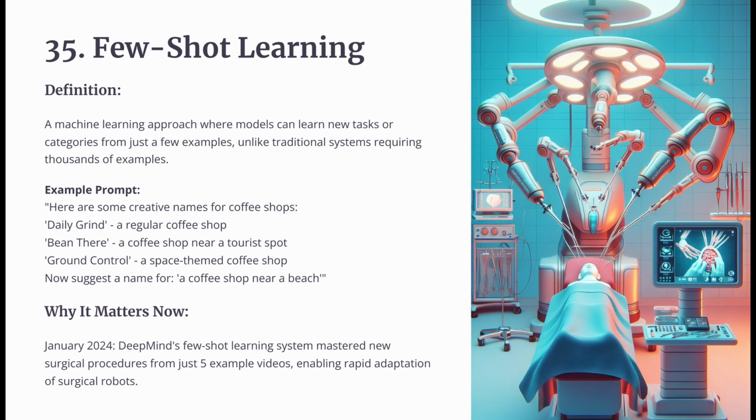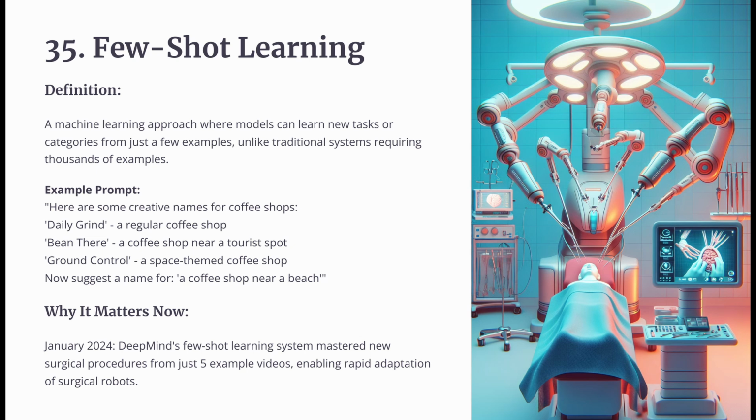Think of a chef who can master a new recipe after seeing it made just once or twice. DeepMind's surgical achievement is incredible because it's like having a surgeon who can learn a new procedure by watching just 5 examples instead of practicing hundreds of times. This makes adapting to new situations much faster and more efficient.